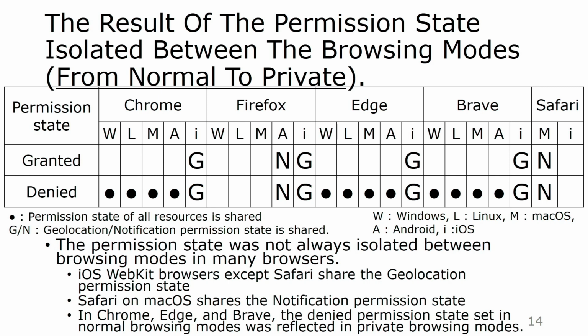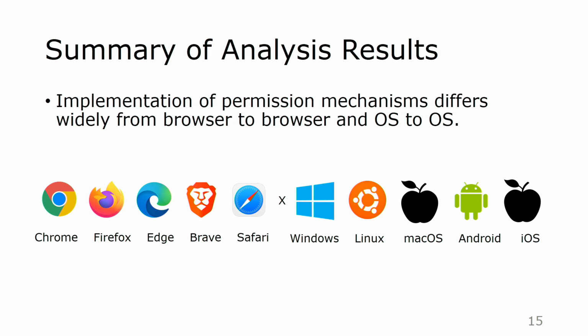And Safari on macOS shares the notification permission state. In Chrome, Edge, and Brave, the denied permission set in normal browsing mode is reflected in private browsing mode. In total, we found 191 implementation inconsistencies. This analysis shows the implementation of the permission mechanism differs from browser to browser and OS to OS.